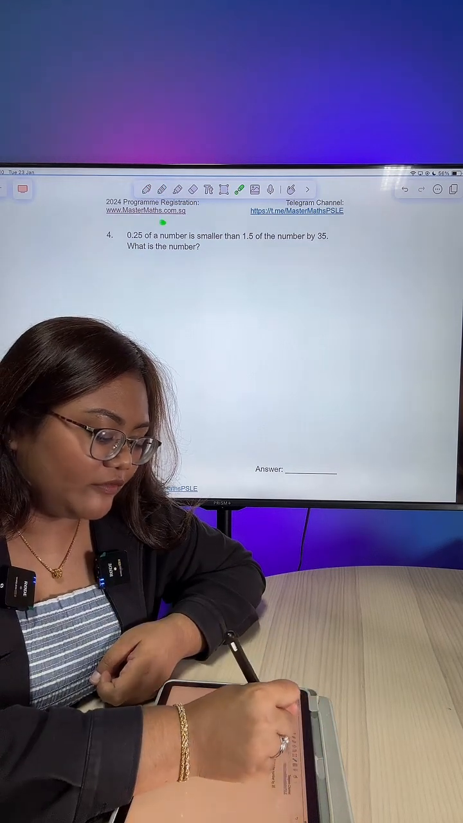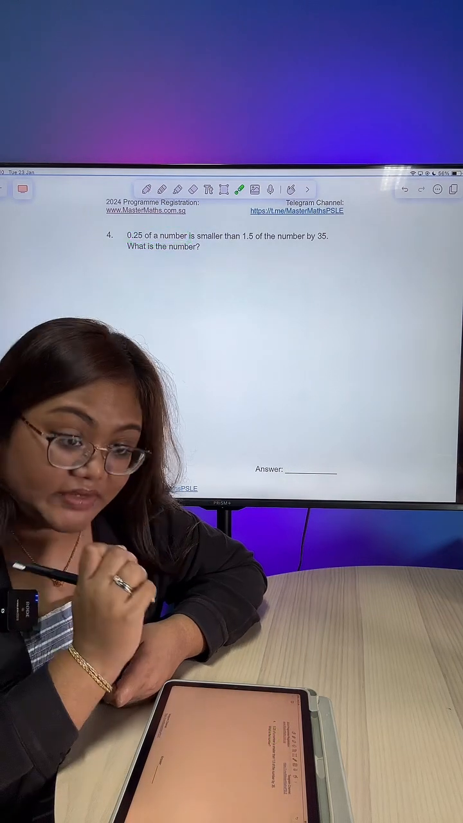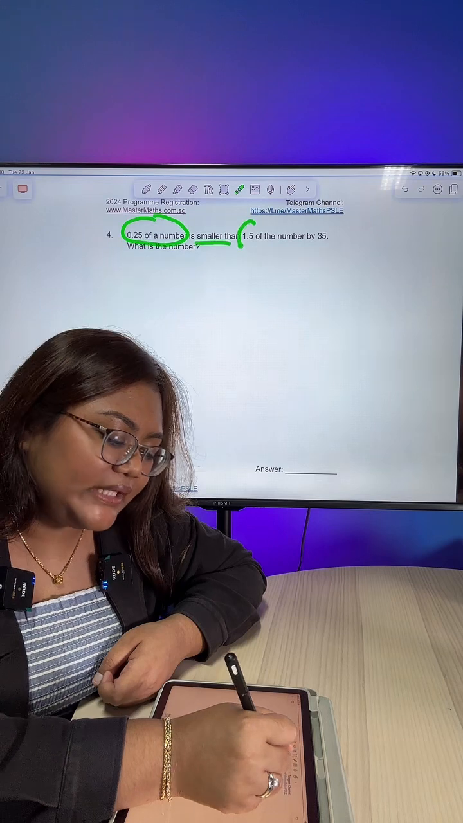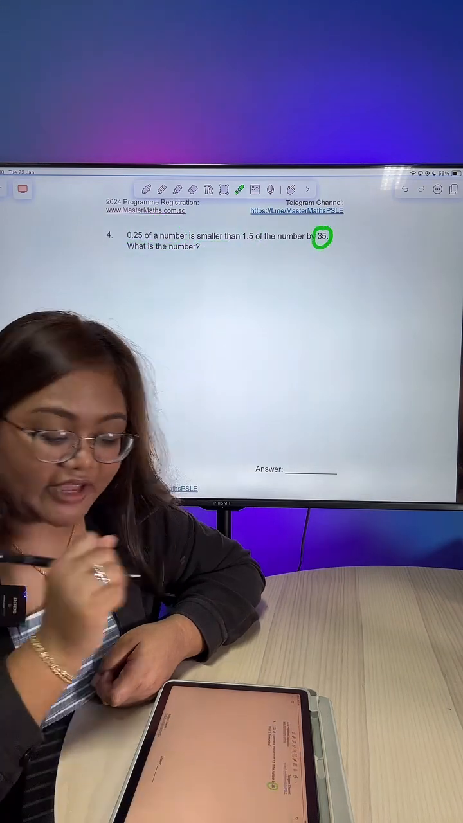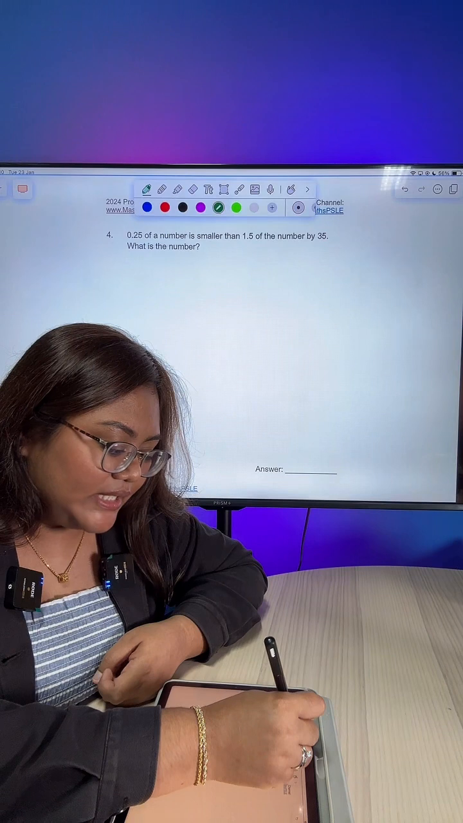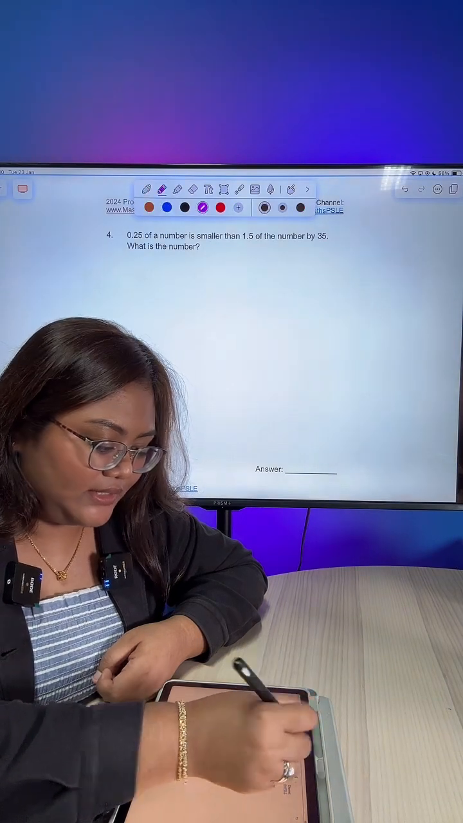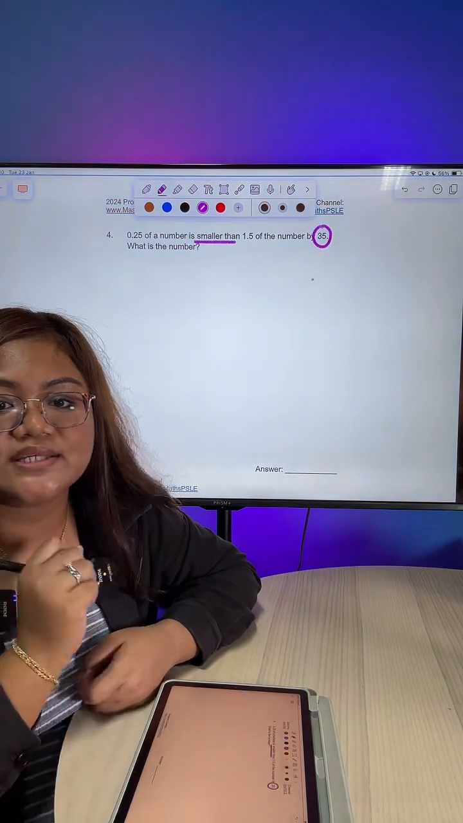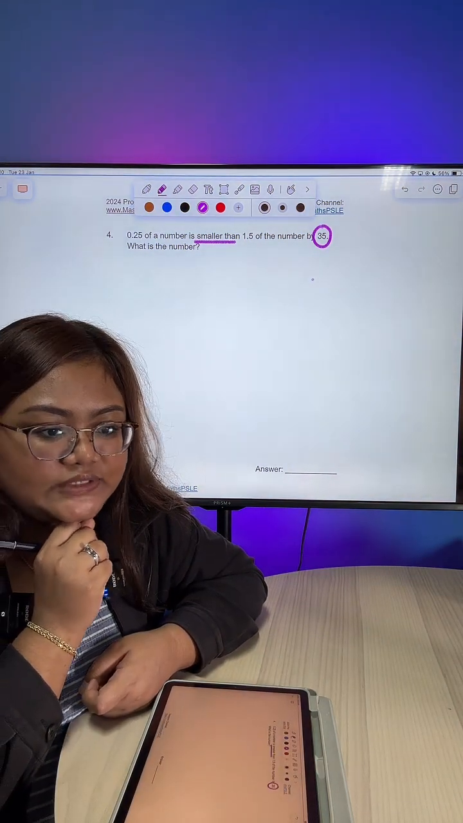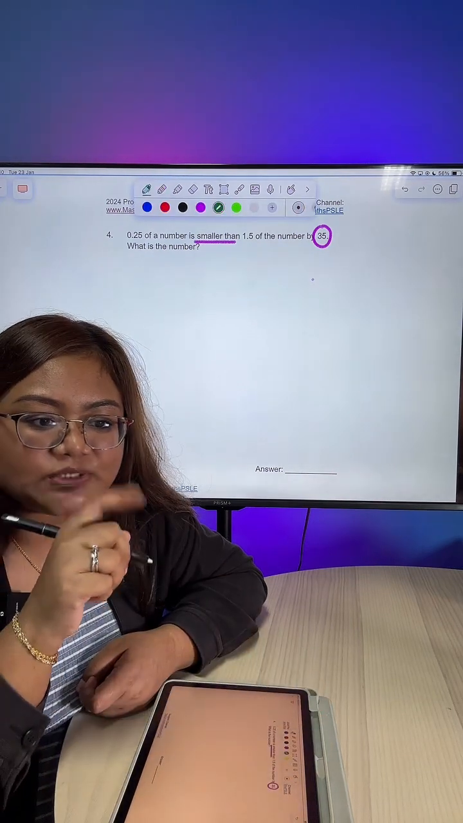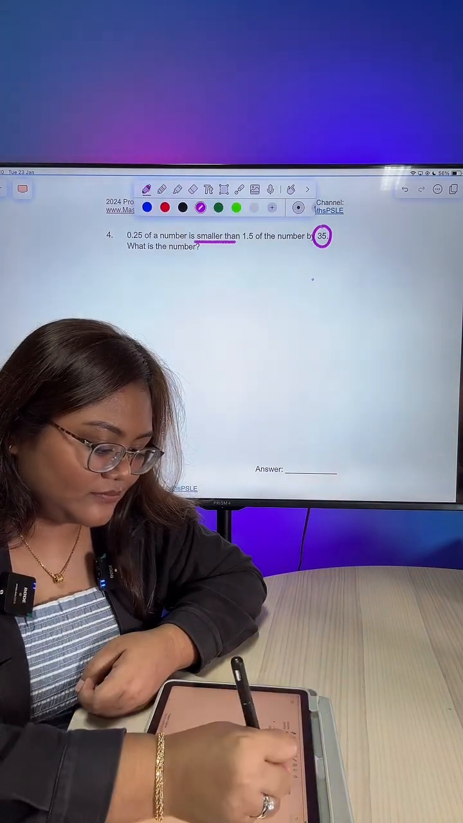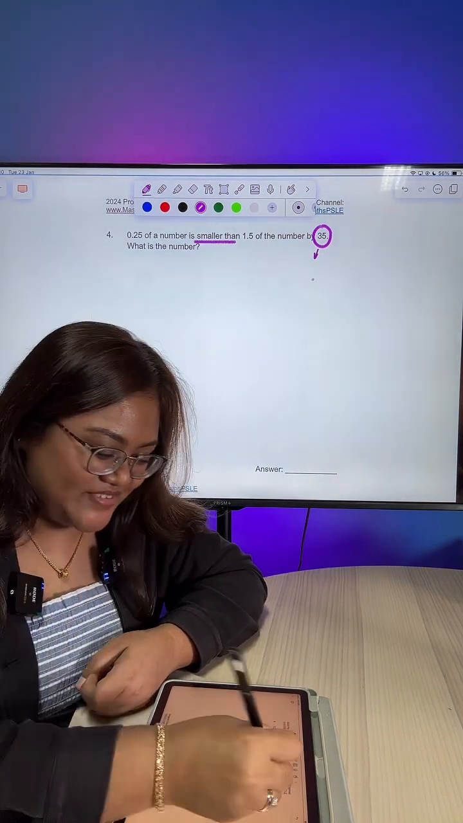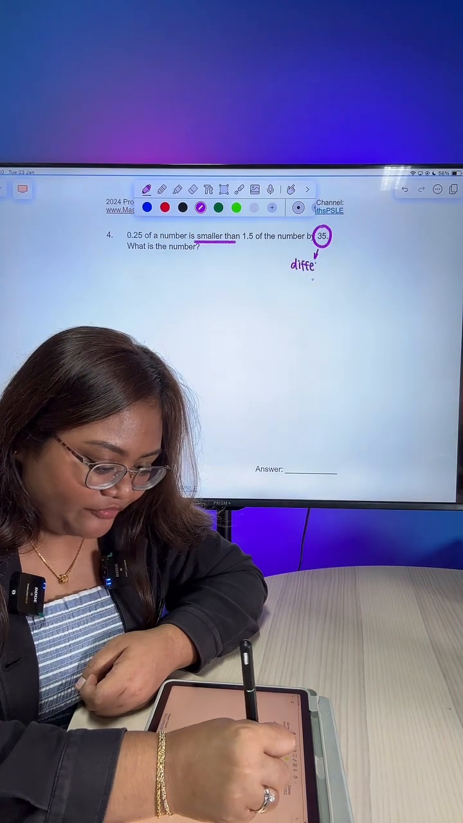Now, 0.25 of a number. So a small part of that number is smaller than a bigger part of the number by 35. So this 35 here, we see the smaller than, is also known as the what? What do you think? What is this also known as? One word starts with a D. Yes, very good. Difference. Fantastic. So this is indeed the difference.